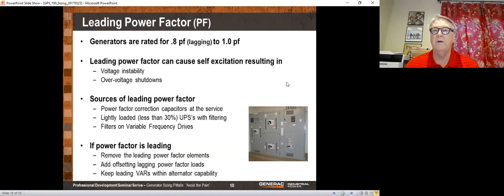Leading power factor: generators don't like leading power factor. Suffice it to say that when you're trying to push VARs into a generator, it's going to have to reduce its excitation, the magnet that basically rotates and creates your output voltage. The more leading VARs you have, the more you're going to reduce that, and eventually you're going to get to the point where you don't have enough magnetization, enough excitation in that rotor to keep the generator stable, and the generator is going to go unstable. So in general, we want to keep capacitors off of standby generators if possible.